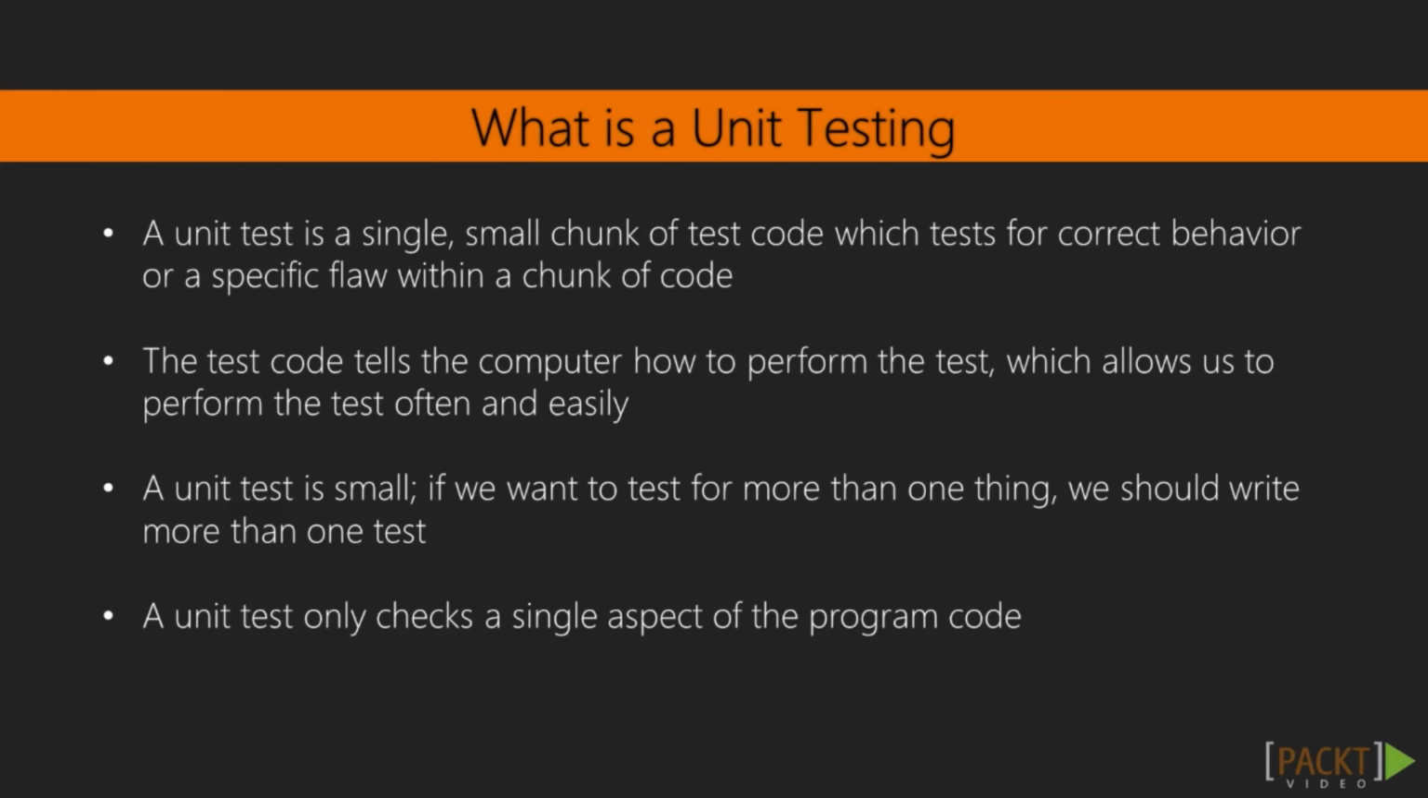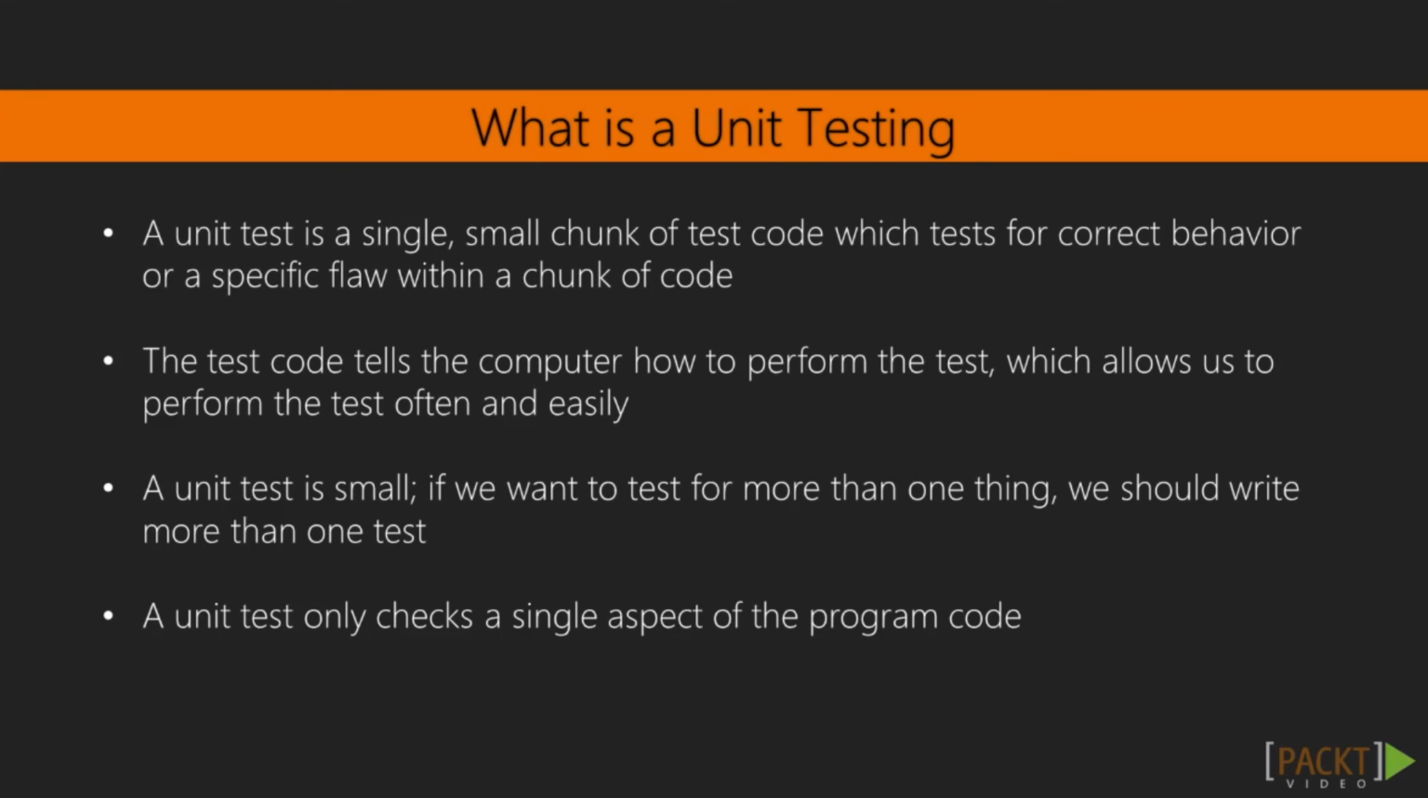A unit test is a single small chunk of test code that tests for correct behavior or a single specific flaw within an isolated small chunk of program code. There are reasons for each part of that definition. A unit test is source code because one of the secrets of unit testing is that we put as much of the effort of the testing as possible on the computer, where it belongs. The test code tells the computer how to perform the test, which allows us to perform the test often and easily. A unit test is small because a large test is almost inevitably testing more than one thing.